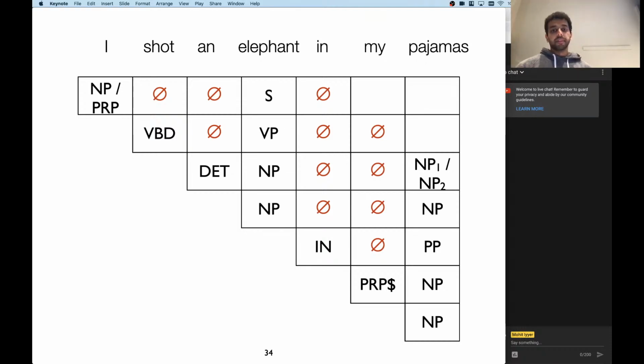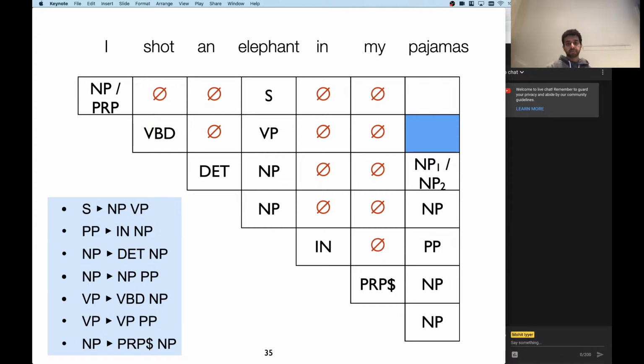So this kind of motivates why it's important to associate probabilities with these rules. So ideally, I'd be able to pick one of these and continue with it up the tree instead of having to consider both of these. All right, so here we have the same kind of issue. This cell spans shot an elephant in my pajamas. So here I have two options again, two valid split points.